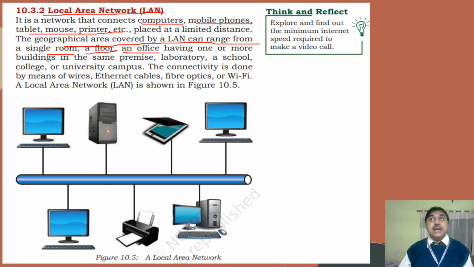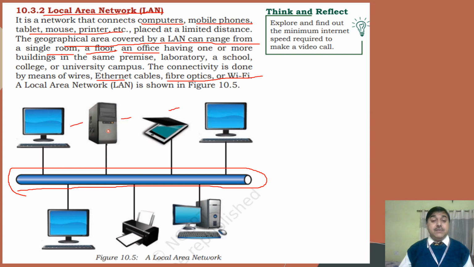Now this particular LAN is connected through where? Through the Ethernet cable. This is the Ethernet cable, the one which I am circling at this moment. When you are using the Ethernet cable, fiber optical cable or Wi-Fi, you can connect through the LAN connectivity system. So see here, different types of devices have been connected. All those devices are connected through the connectivity process that is called a LAN.